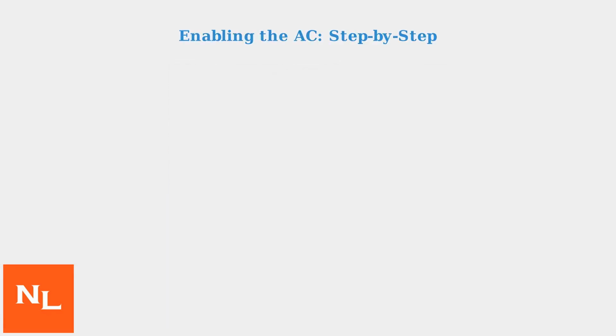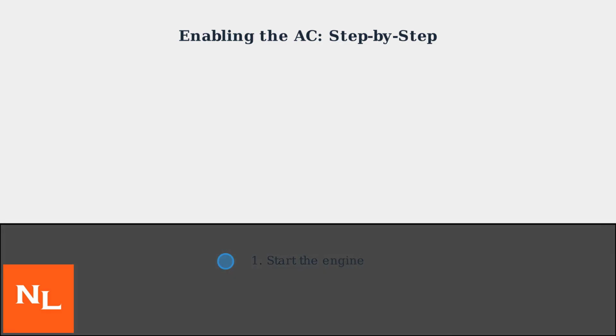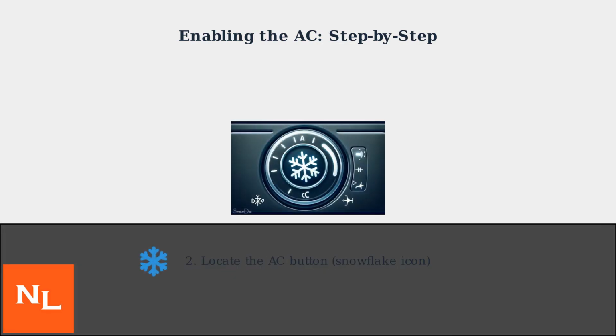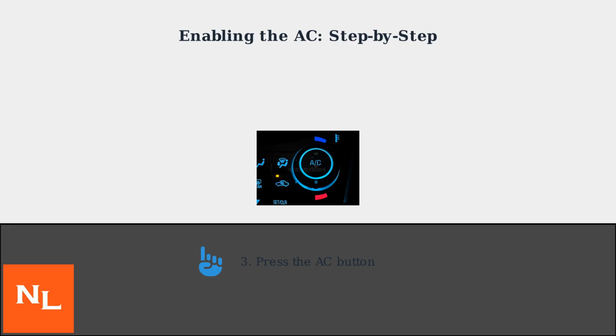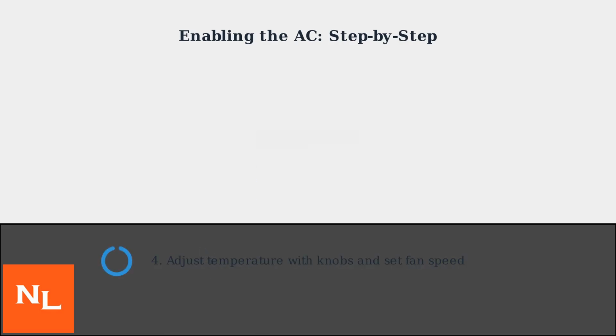To enable the air conditioning in your Mercedes-Benz B-Class W245, start the engine. Then locate the AC button with the snowflake icon on the climate control panel and press it. Adjust the temperature using the rotary knobs and set your desired fan speed. For automatic regulation, use the auto mode. The AC button will illuminate when activated.